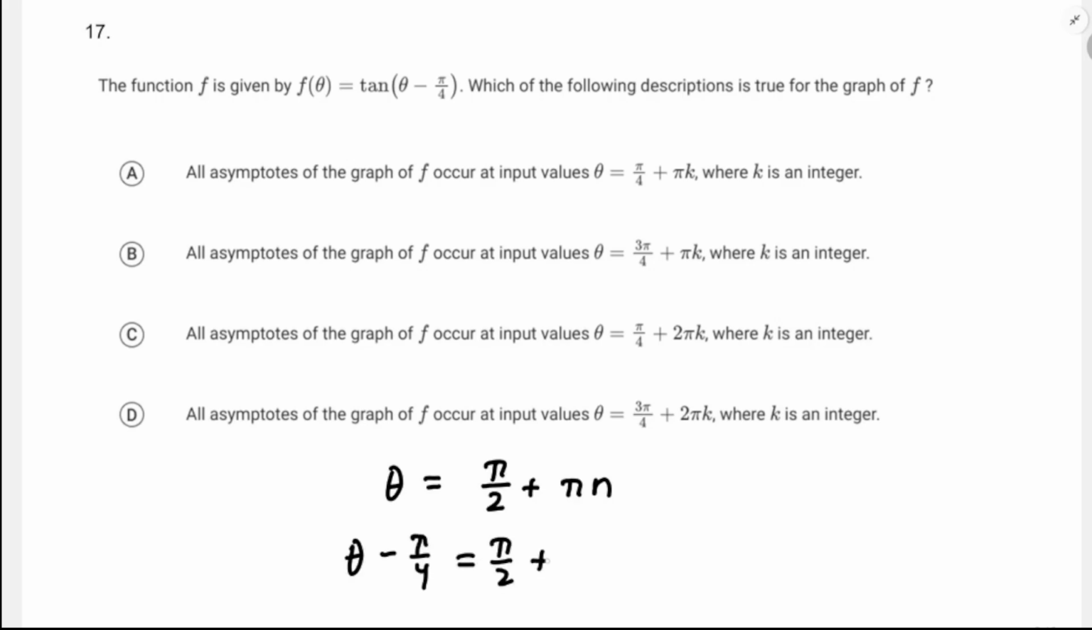I think I actually like this better, plus pi n, and then solve, and say, all right, theta equals 3 pi over 4, because if I have 50 cents and I add 25 cents, half plus a quarter, that's going to be 3/4, plus pi n, where n is an integer. So that would be answer choice B. Yes, because it's a tangent function.